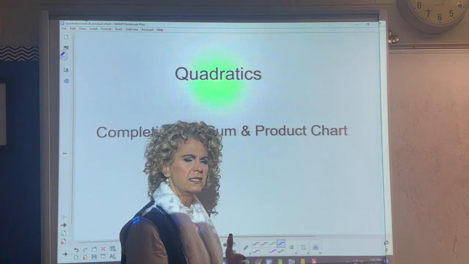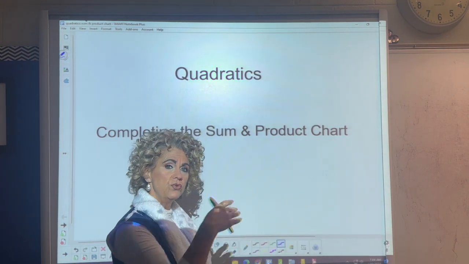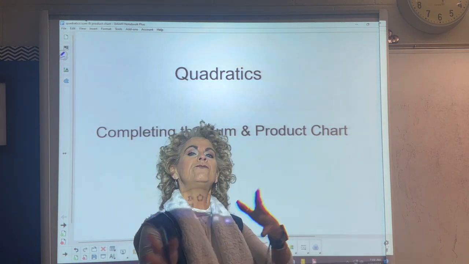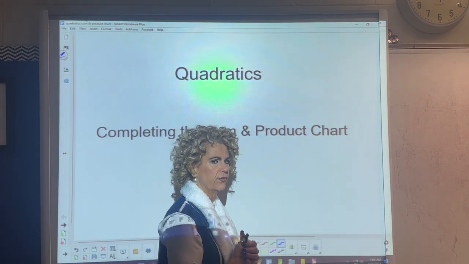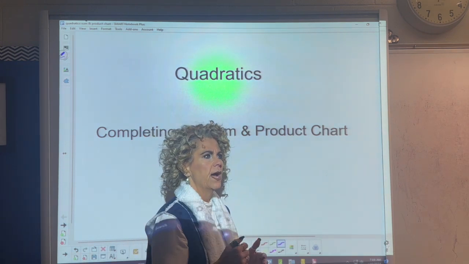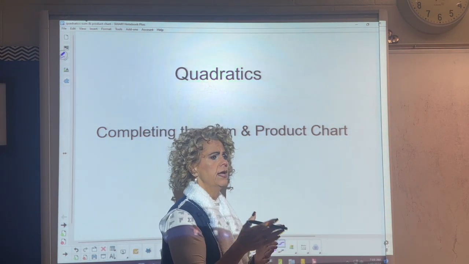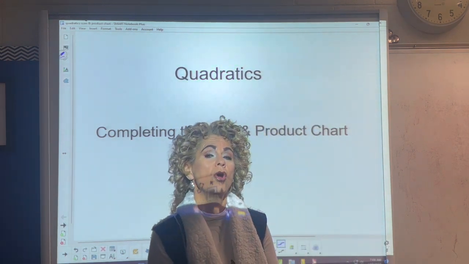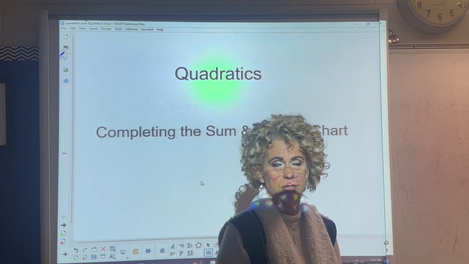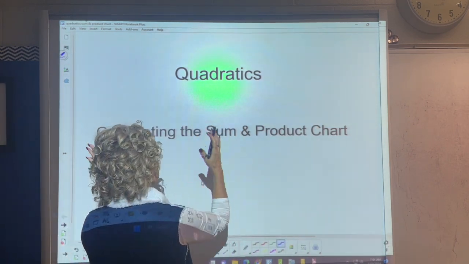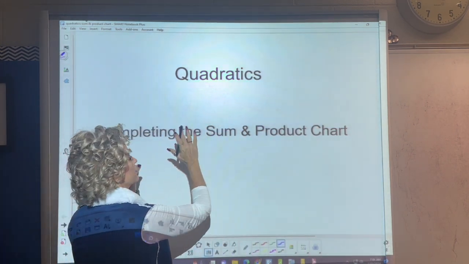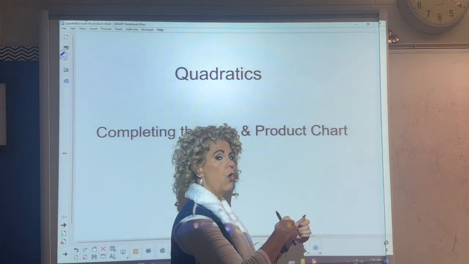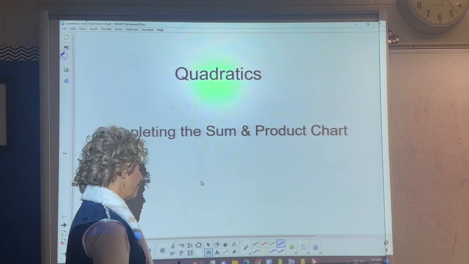So we've taken the last couple of days to get introduced to factoring in general, or what we need to do before we can even factor. The last couple of days we've spent working on the sum and product chart. Today we'll complete the sum and product chart. Tomorrow we will apply it. The reason we're using the sum and product chart at all is because it is going to help us to solve quadratics by factoring.